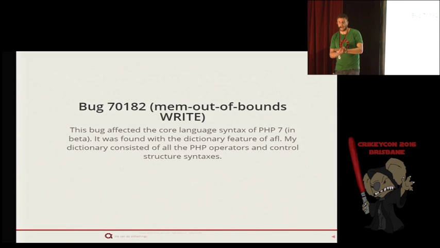So the first one, we had a memory out of bounds write. So we were writing stuff that wasn't allocated to us. This was affecting the core language syntax of PHP 7, which at the time was in beta, but now is not beta.